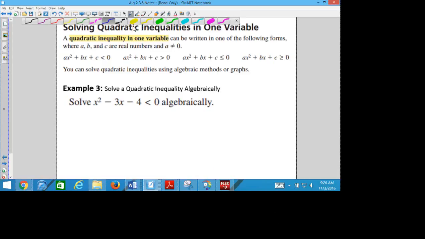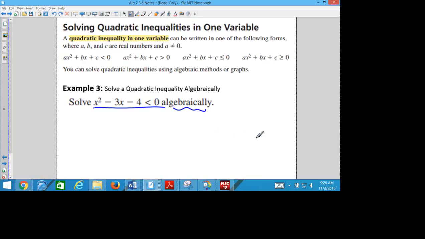So this last one, if you look at the equation, there are only x's, there are no y's. So we're not going to graph this on the xy coordinate plane. We're only going to graph this on an x number line because there's only x's. So this is how we would solve this. It says solve it algebraically.